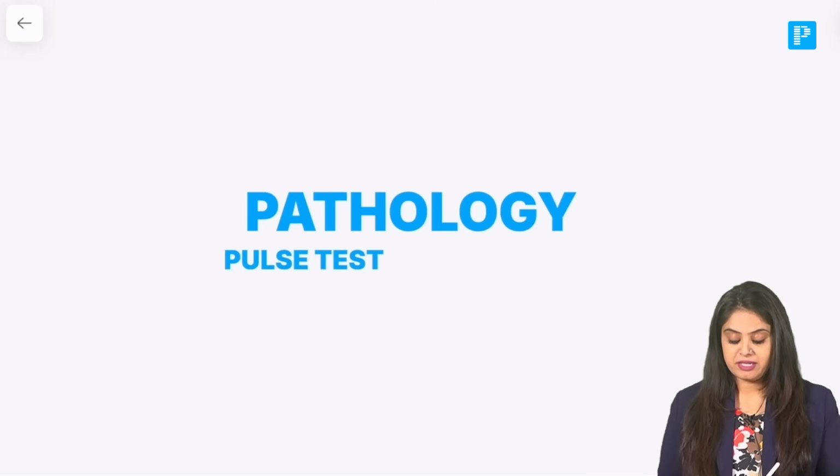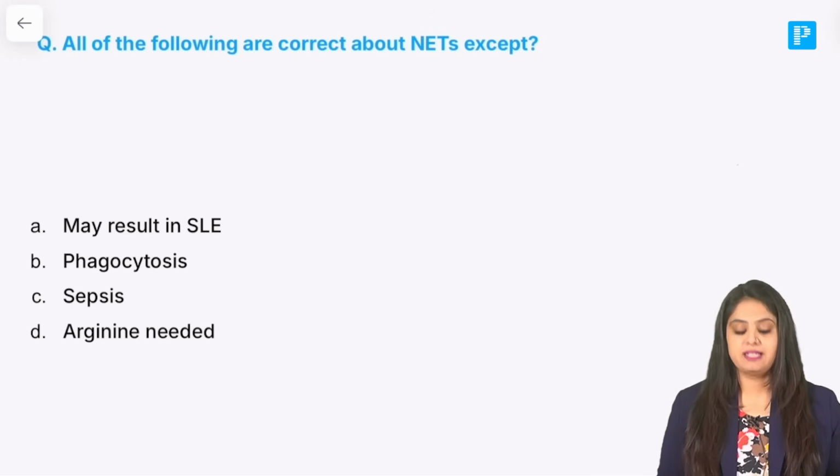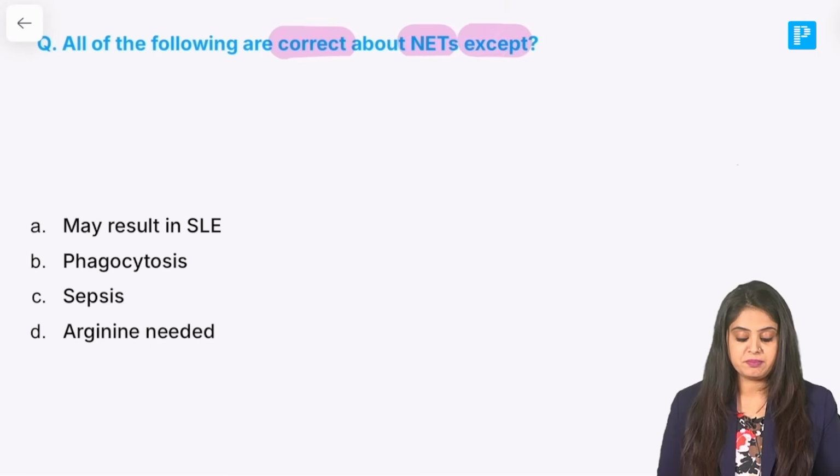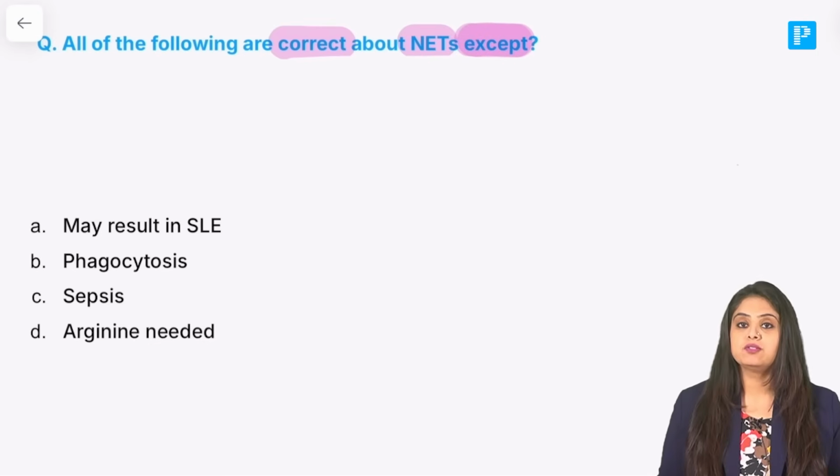The very first one is a very important topic from General Pathology, and that is to do with NETs, and it was asked: all of the following are correct about NETs except. Now these are the words which you often tend to miss in the exam, and those are silly mistakes which you don't want to make.